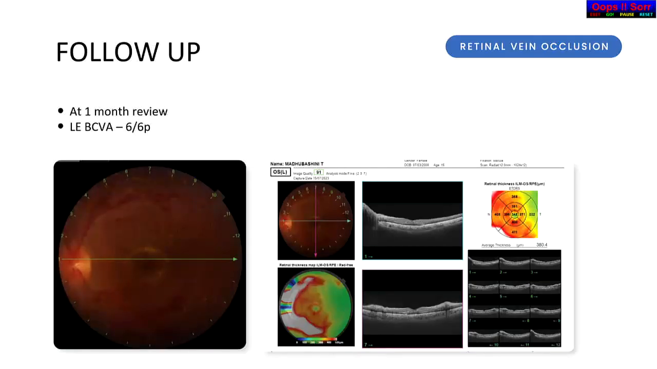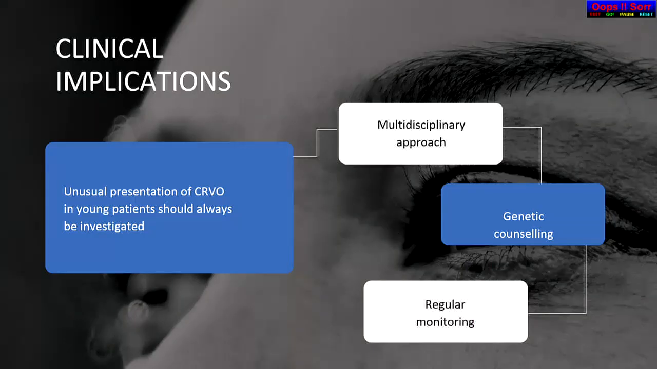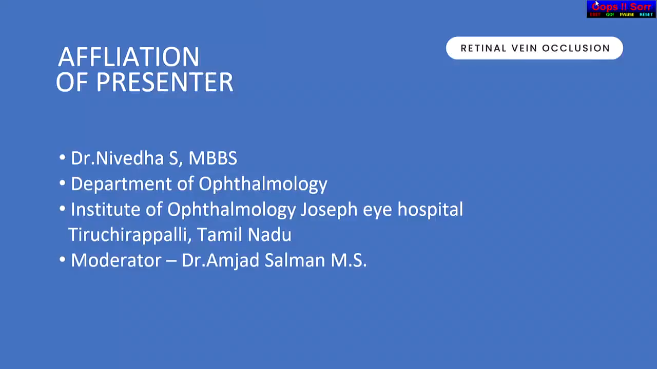The patient was followed up one month later and the left eye best corrected visual acuity was 6/6. The take-home message is that unusual presentation of CRVO in young patients should always be investigated. This might require a multidisciplinary approach, and the patient should undergo genetic counseling and regular monitoring.